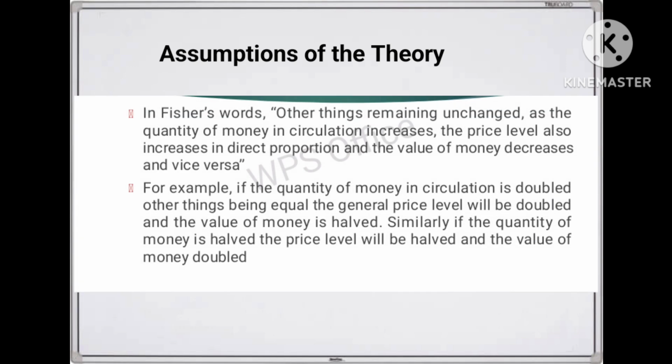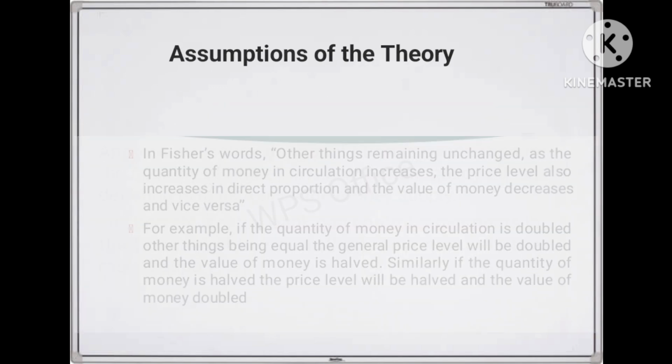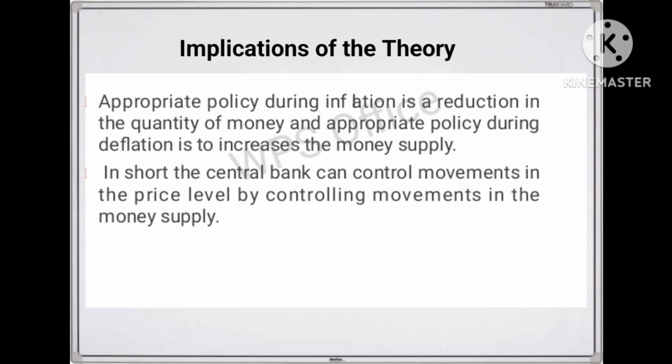In Fisher's words, other things remaining unchanged, as the quantity of money in circulation increases, the price level also increases in direct proportion and the value of money decreases, and vice versa. For example, if the quantity of money in circulation is doubled, other things being equal, the general price level will be doubled and the value of money is halved. Similarly, if the quantity of money is halved, the price level will be halved and the value of money is doubled.